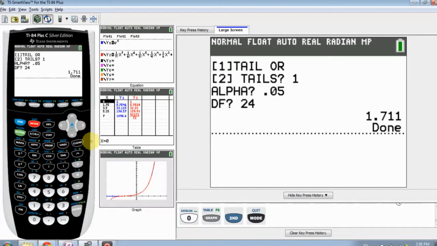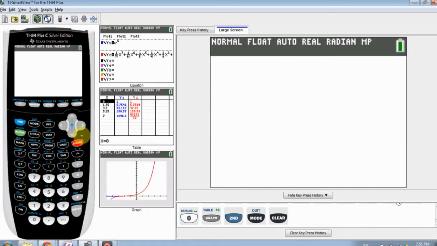Quick question before we do that. How do you know if it's a one-tail test? It's only a two-tail test if the alternative hypothesis is not equal to. But if it's greater than or less than, then it's a one-tail test.